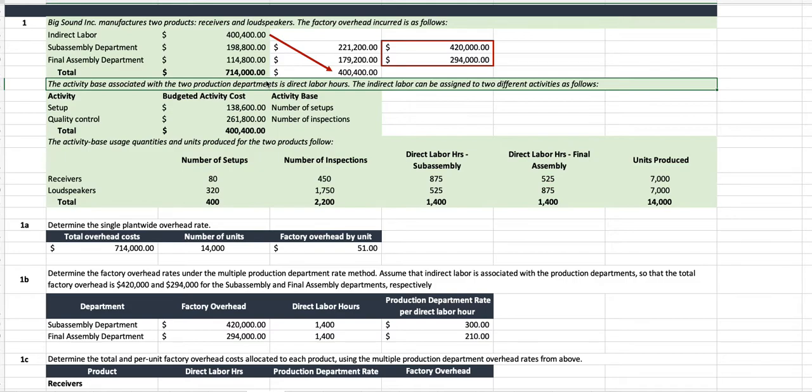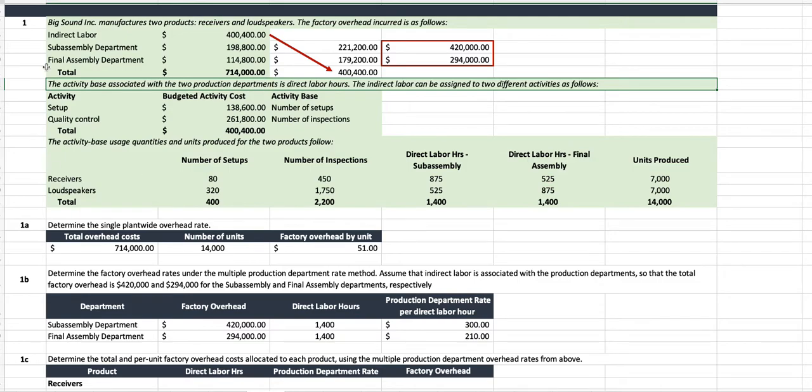So we'll see how using a single plant-wide overhead rate or a multiple department rate or the activity-based costing rate impacts management's perspective of the true cost associated with producing an end item. We'll also discuss product cost distortion, factors that impact a company's choice of cost allocation method, and the importance of differentiating between correlation and coincidence. So let's go ahead and get started.